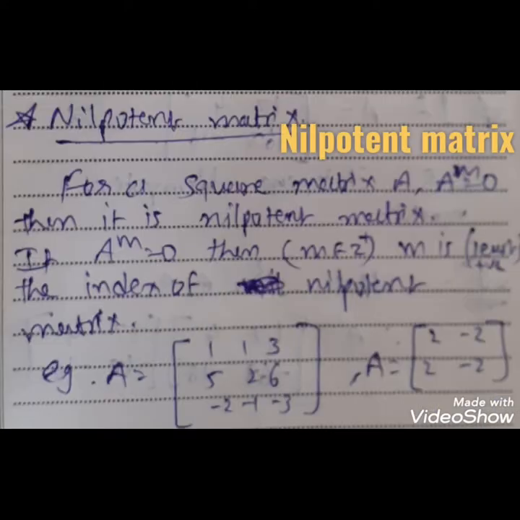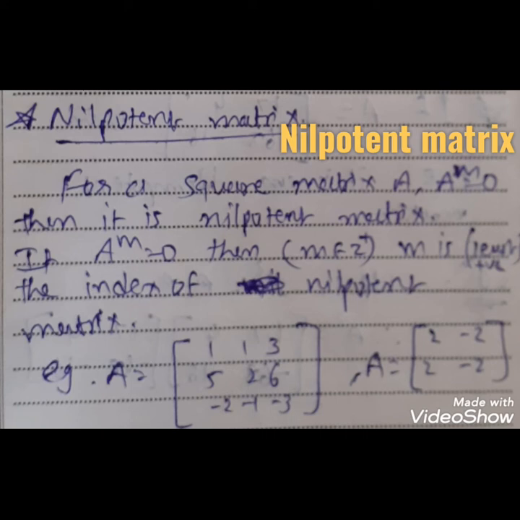Hello friends, let us discuss about nilpotent matrix. That is one more type of a matrix. Remember that for any square matrix A, A raised to m equal to 0 matrix, then it is called nilpotent matrix, and if A raised to m equal to 0 where m is the least positive integer, then it is called the index of the nilpotent matrix. Means suppose A square equal to 0 matrix, A cube equal to 0 matrix, A raised to 4 equal to 0 matrix, means m is any positive integer, then 2, 3, 4 etc. are called the index of nilpotent matrix.